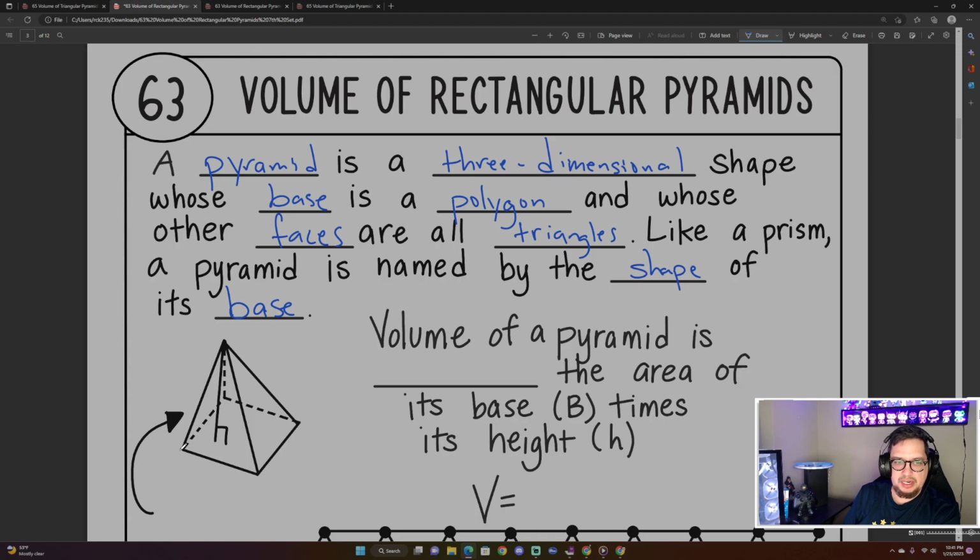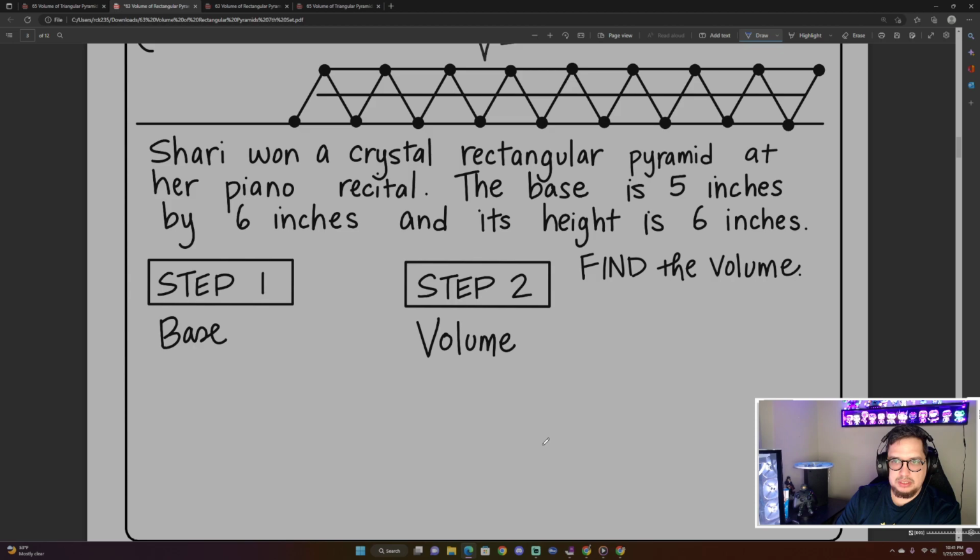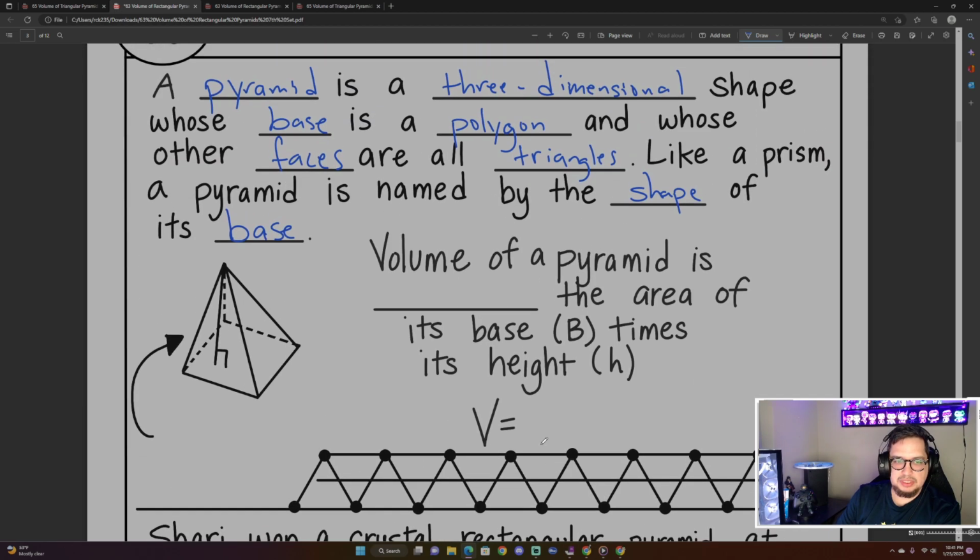Like this one here, what is this? It doesn't say what it is. The base is 5 by 6. Since it's a 5 by 6, that's a rectangle, so it's a rectangular pyramid. So the volume of the pyramid, and this is the most important thing, this is the difference between the volume of a prism and the volume of a pyramid, is that the volume of the pyramid is 1/3 the area of its base times its height. So this is the difference, the 1/3.